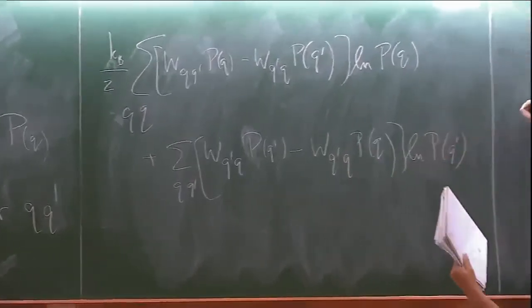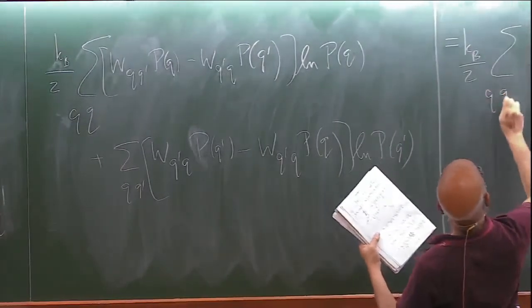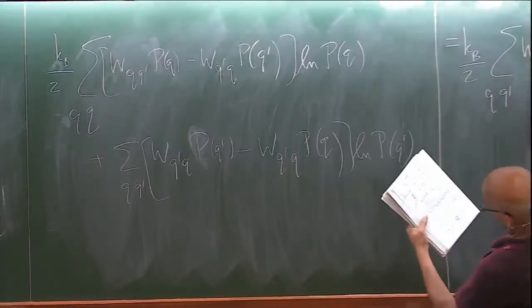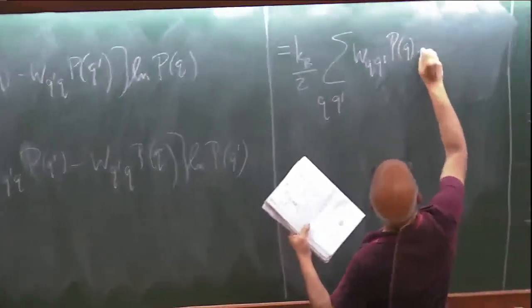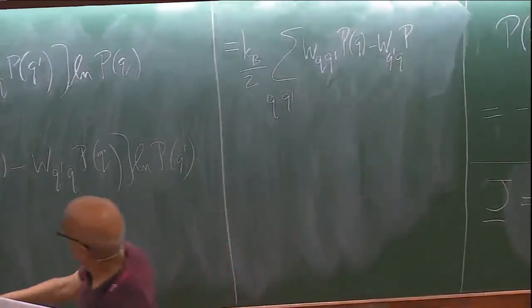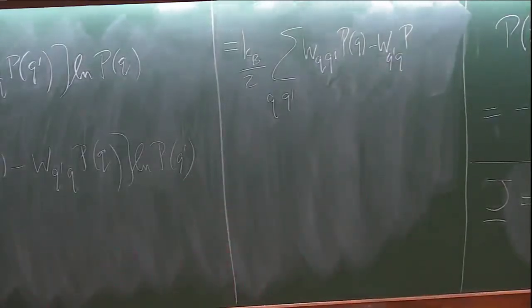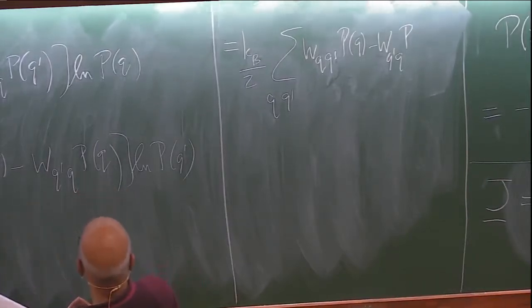Which I can repack in this form. Hope to God I get it right. Have I messed up somewhere? I just took this, I rewrote it by interchanging Q and Q prime everywhere. That's wrong, of course. No. I think this is right.